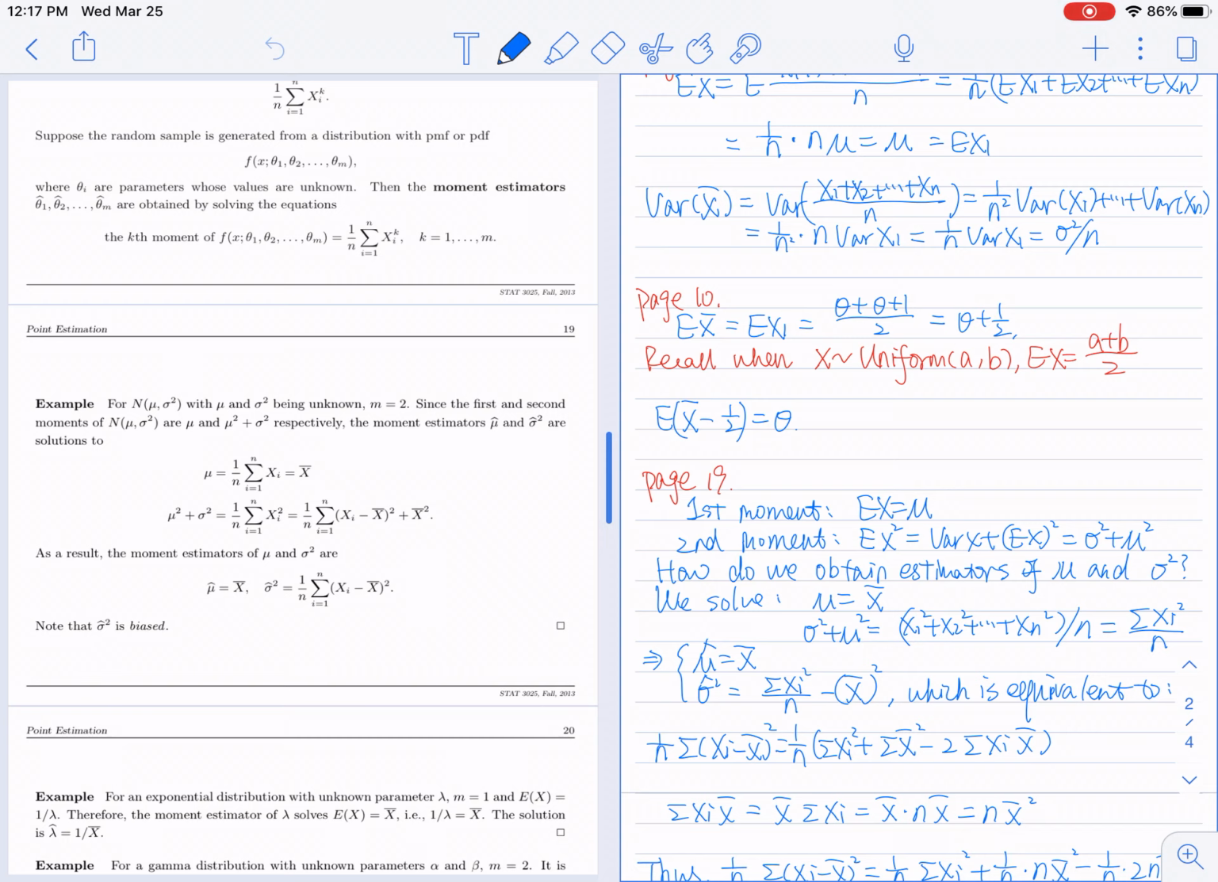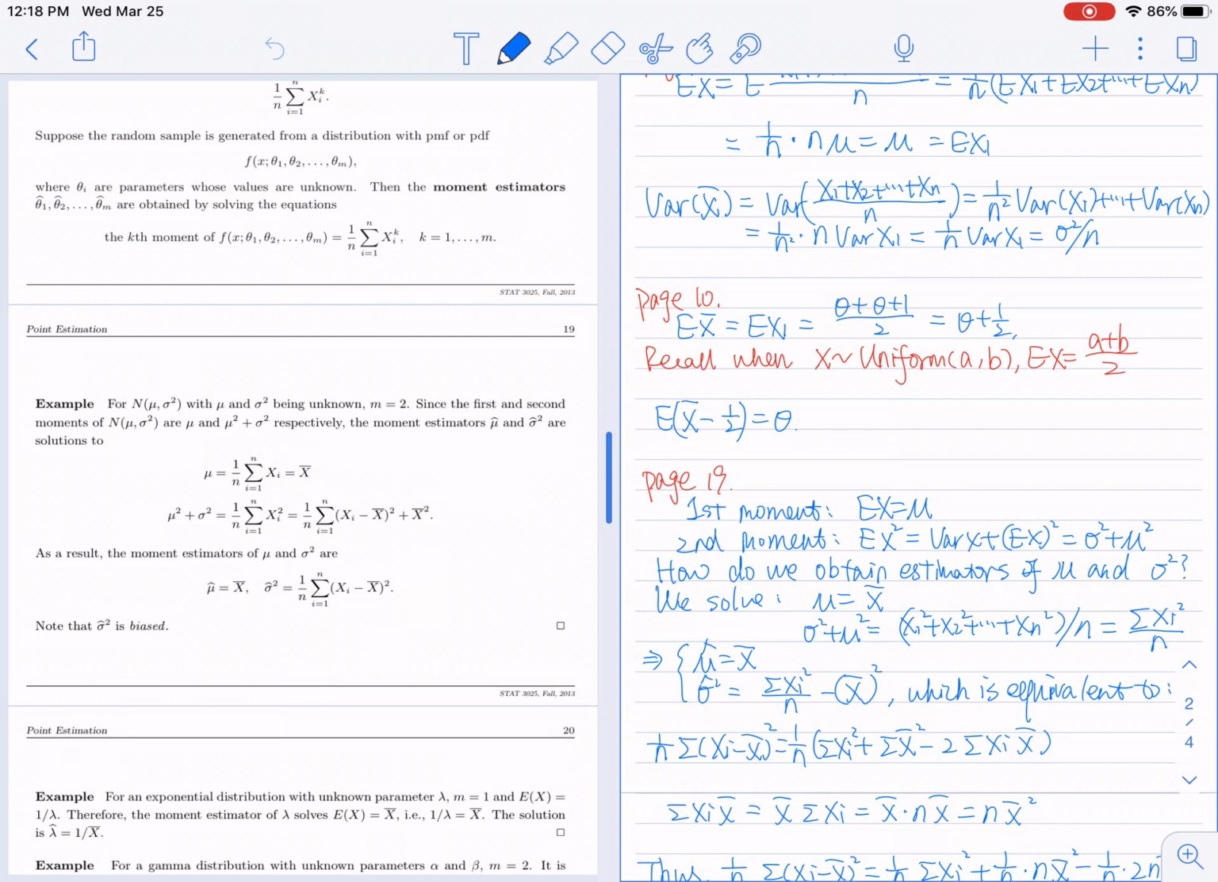And the first moment is just the expected value of x, which is equal to mu. And what is the second moment? The second moment is the expected value of x squared. And from the previous lecture, we know that the expected value of x squared is equal to the variance of x plus the expected value of x, squared, which is equal to sigma squared plus mu squared.